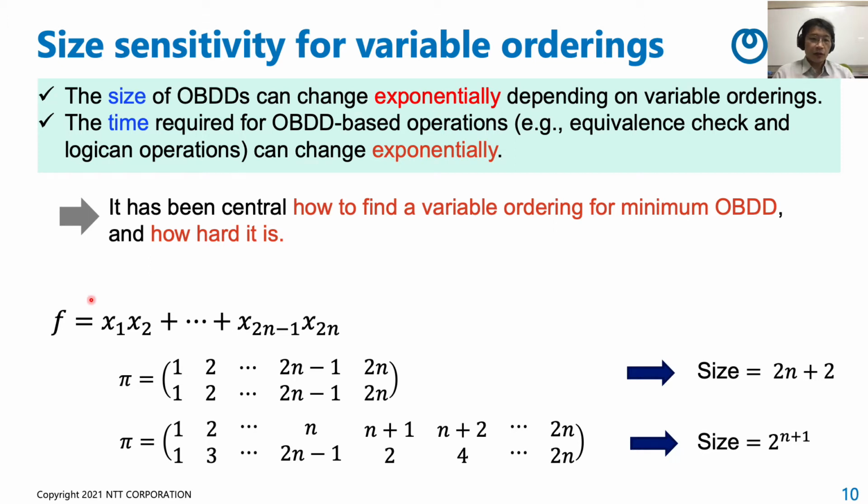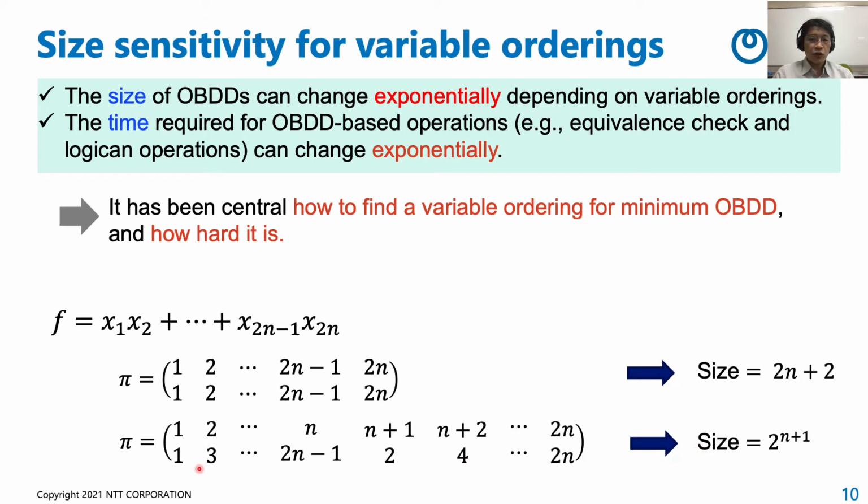For instance, let's consider a natural extension of the example we just saw to the case of n variables. For this variable ordering, we get an OBDD with size linear in n. But for another, we can get exponential size.